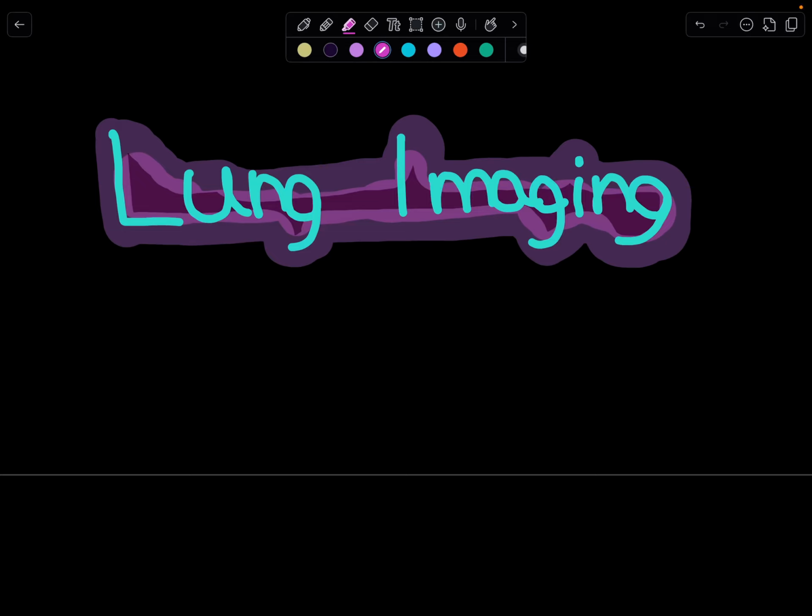Okay, let's focus on the last topic of the day, which is imaging of the lung. Let's talk about different types of lung imaging. Maybe it's ventilation and perfusion imaging. Maybe it's CT scan. Maybe it's chest X-ray.